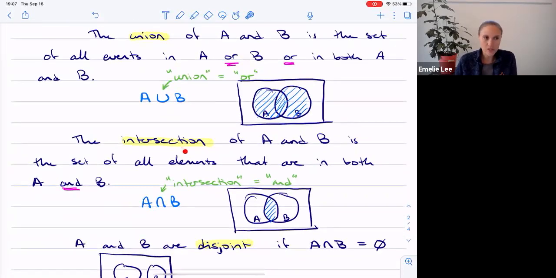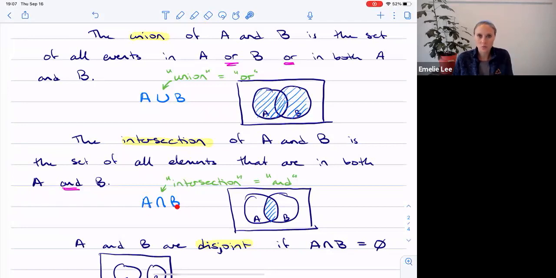The intersection of A and B is the set of all elements that are in both A and B, right? So when we're looking at the intersection, that's the overlap. I read it as "and", so it has has to be in A and B.